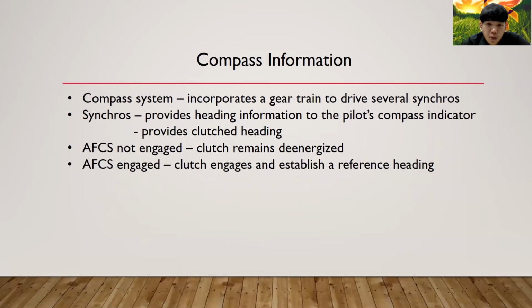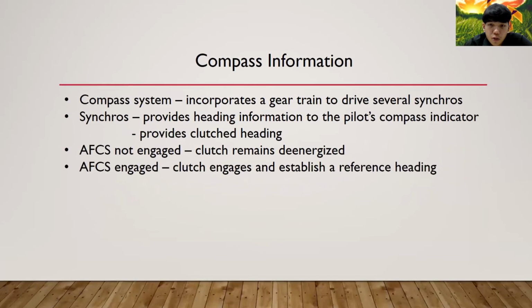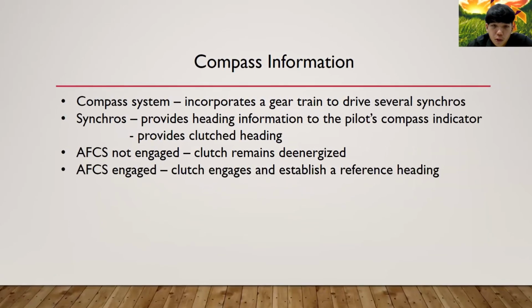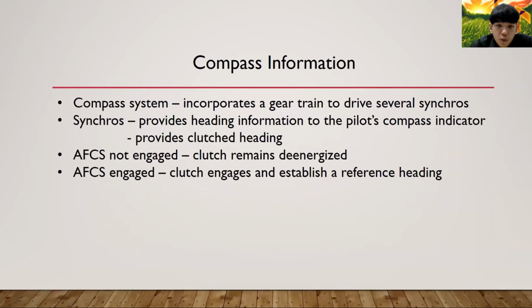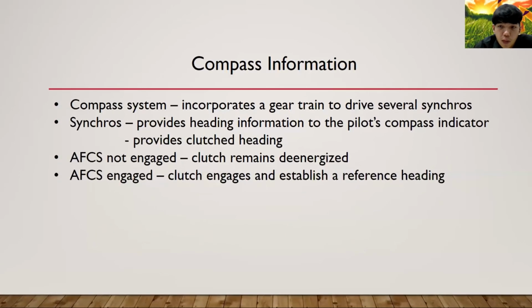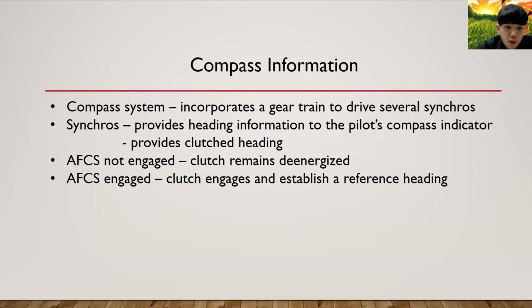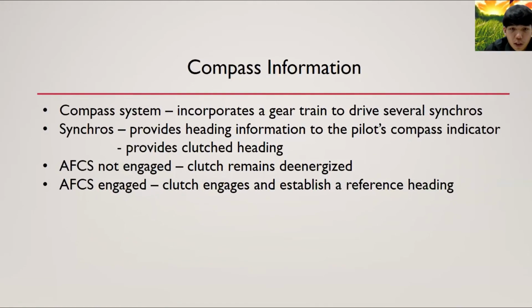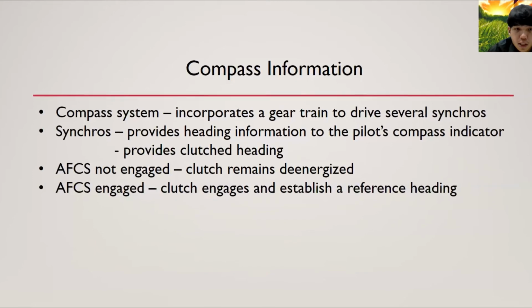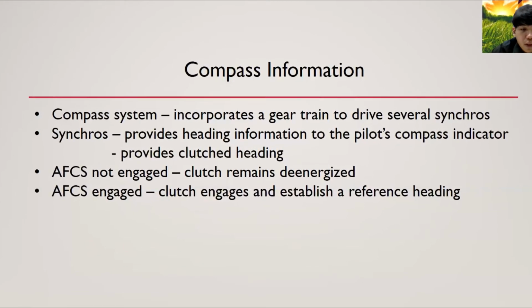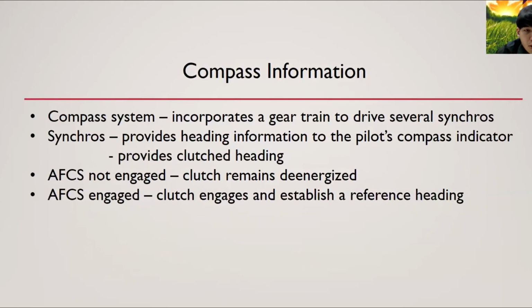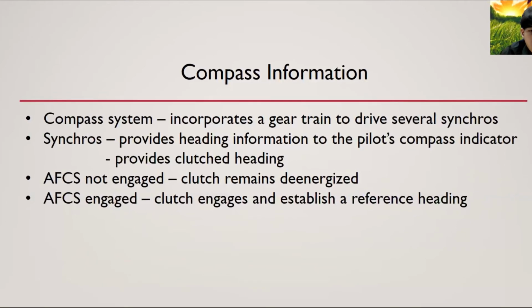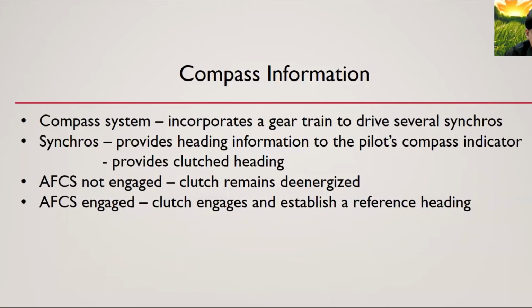So the next sensor will be compass information. The compass system will incorporate a gear train to drive several synchros. The synchros will provide the heading information to the pilot's compass indicator. It can also provide the clutch heading. When AFCS is not engaged, the clutch will remain de-energized. But if the AFCS is engaged, the clutch will be engaged and establish a reference heading.